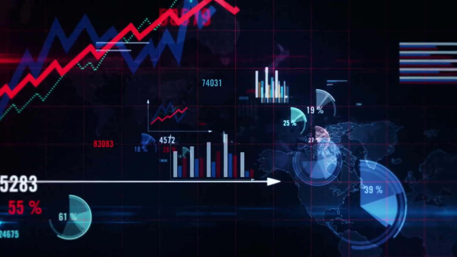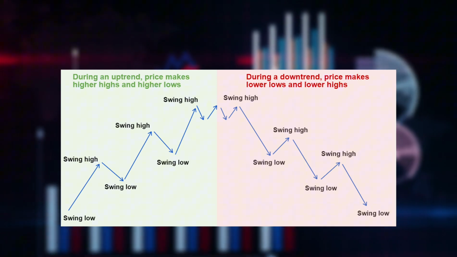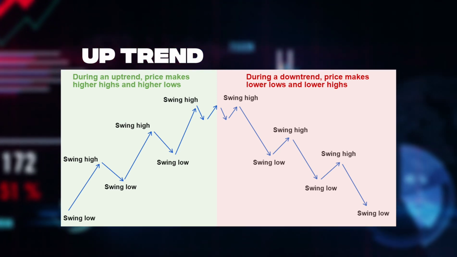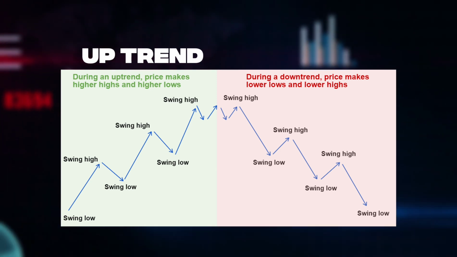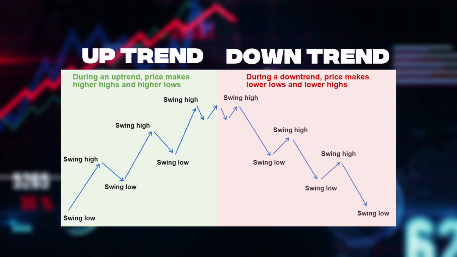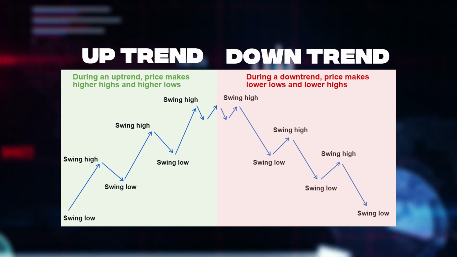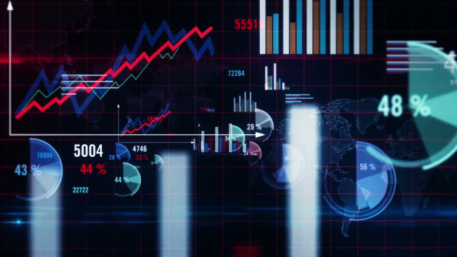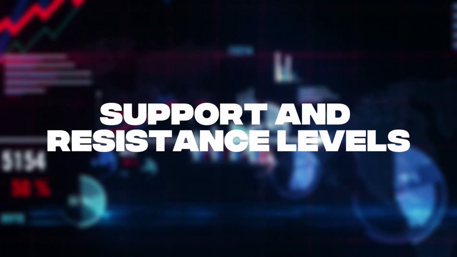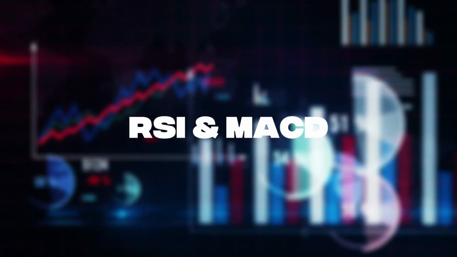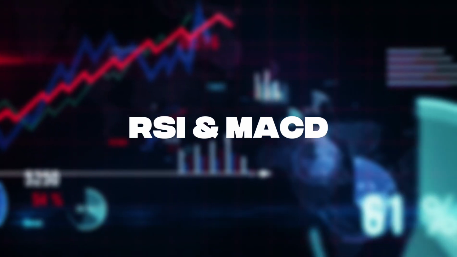Here are a couple of simple examples. If a chart shows higher highs and higher lows, that's called an uptrend. Traders might look to go long, buying the pair. If the chart shows lower highs and lower lows, that's a downtrend. Traders might go short, selling the pair. Common tools in technical analysis include moving averages, support and resistance levels, trend lines, and indicators like RSI and MACD.